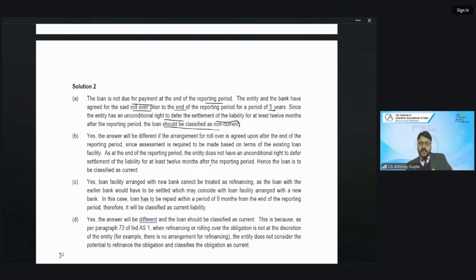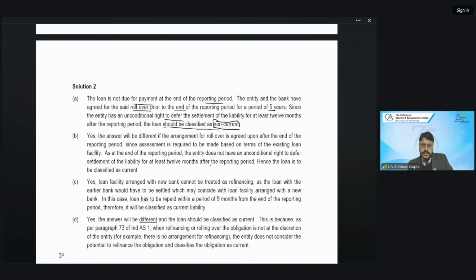So this is the case where we are saying that on or before 31st March, rollover has been unconditionally agreed upon with the bank, and hence the company has the unconditional right to defer the settlement, right? So hence the liability, which otherwise would have been presented as current, now would be presented as non-current because the rollover is already in place, correct?